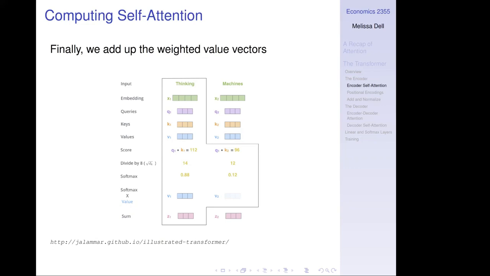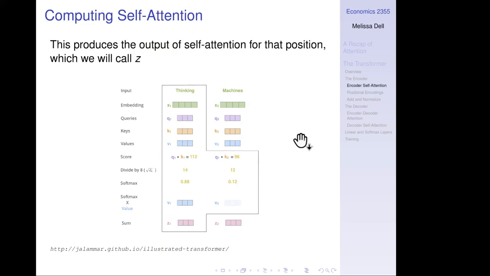And then we do this again, we're doing this in parallel for all words in our input sequence. And each of those words in our input sequence is going to have this Z score, which is the weighted sum of the values where the weights are the attention scores. And this produces the output of self-attention for that position, which is called Z.